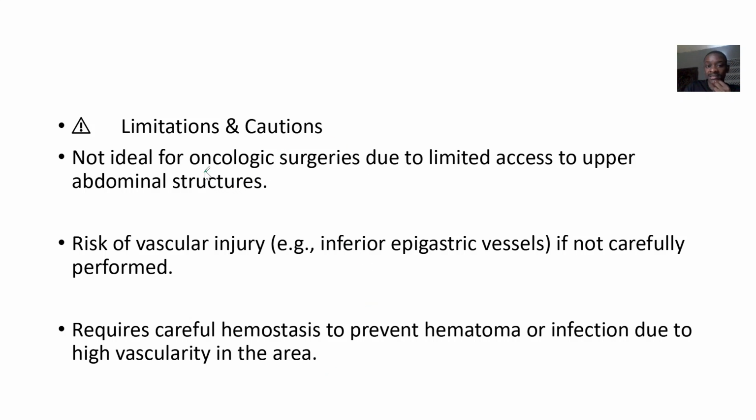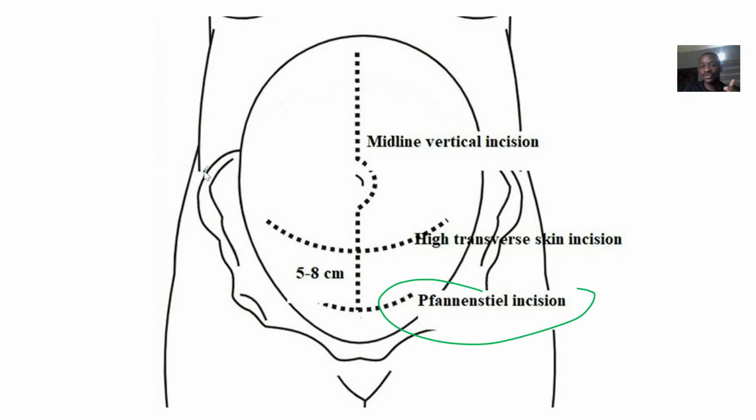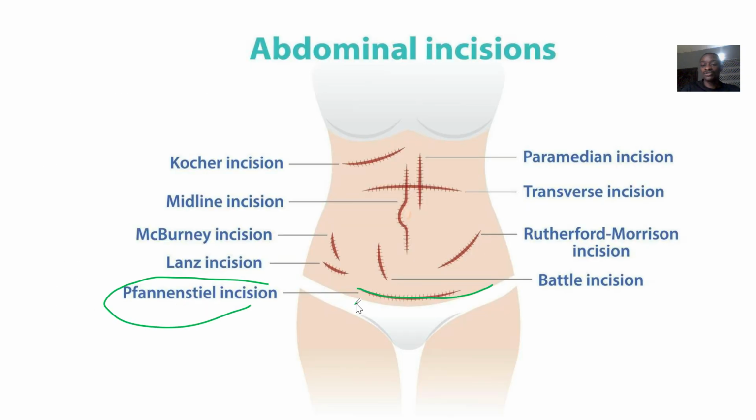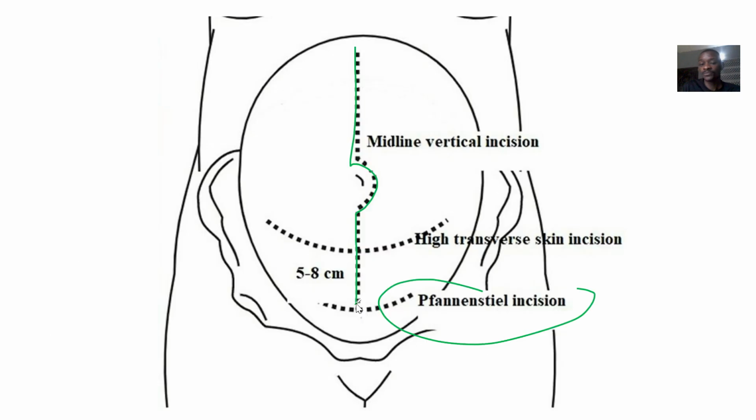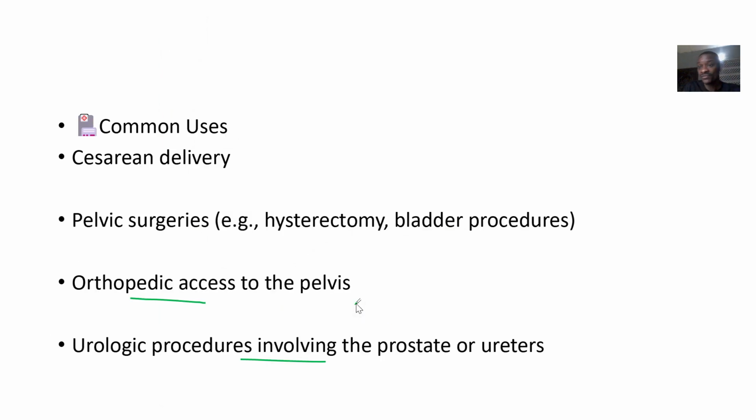Limitations: it is not ideal for oncologic surgeries, any surgery that has to do with cancer, because the opening is not that wide, so there's limited access. Do you understand? If I want to go on a cancer, I'll open it this wide. That's a midline vertical incision. So the different types of incisions a healthcare provider might opt for depend on what they want to access. You understand? So Pfannenstiel is not suitable for everything.